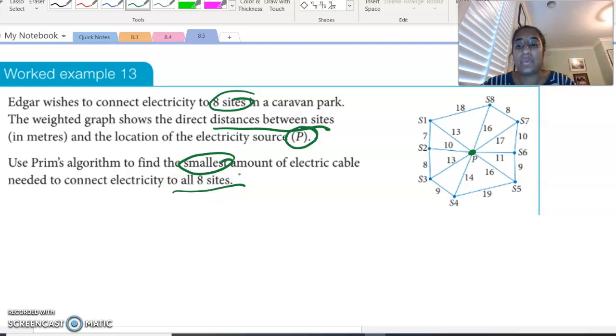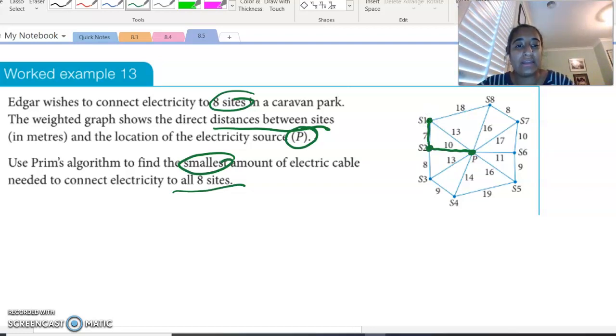So basically, we're going to choose P as our starting point, and we're going to select the edges with the shortest length. If we look at all of them here, we've got 16, 17, 11, 16, 14, 13, 10, 13. The shortest length is this 10. So I'm going to join these two first. And then coming off of this vertex that we just drew, we're going to see which one's shorter. Is 7 shorter or 8 shorter? 7's shorter. So let's highlight that one. So we've got S1 included.